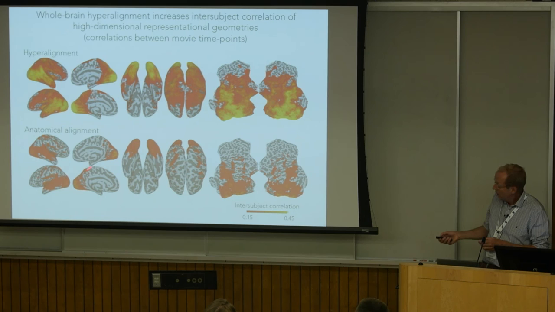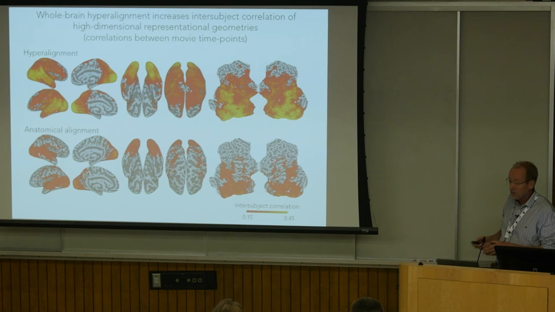And you can see that there's pretty good correlation after anatomical alignment in the usual areas. And those correlations are much stronger after hyperalignment. Again, it's about double the correlation. So this is also doing a very good job of lining up the representational geometries, suggesting that it's lining up different types of information spaces. So these computational principles seem to be applicable for different types of information representations.